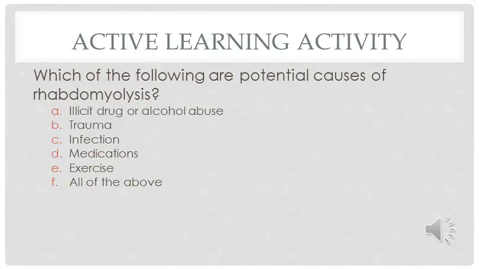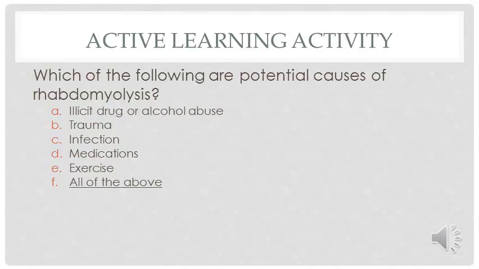We have put together a few questions to finish up this case. Question 1. Which of the following are potential causes of rhabdomyolysis? Illicit drug or alcohol abuse, trauma, infection, medications, or exercise? If you selected F, all of the above, you are correct.